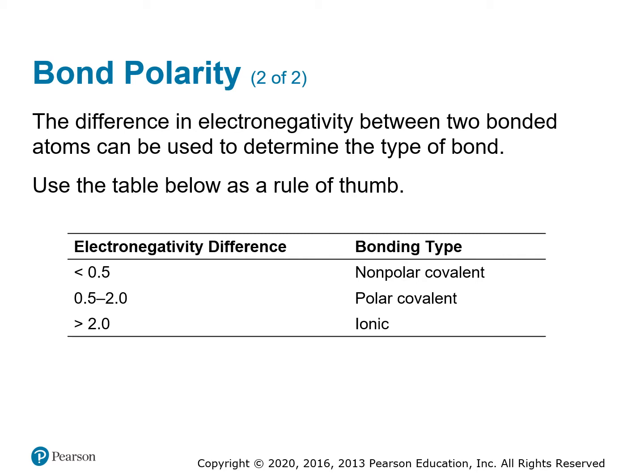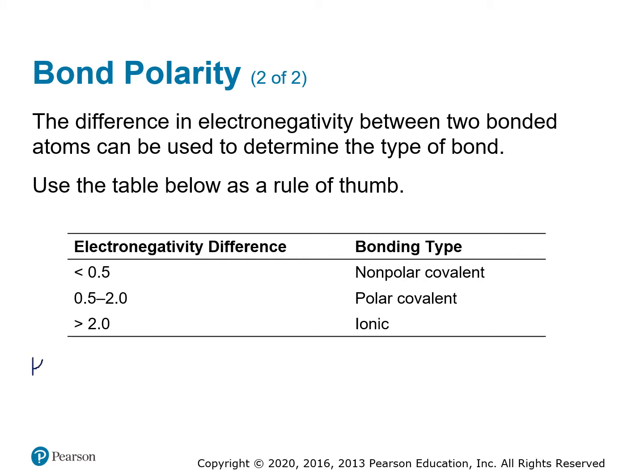If the difference is less than 0.5, the bonding is non-polar covalent. If the difference is between 0.5 and 2, we call that bond polar covalent. And if it's greater than 2, then the bonds are ionic. So let me give you an example.